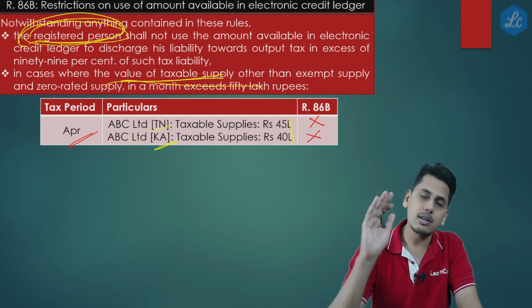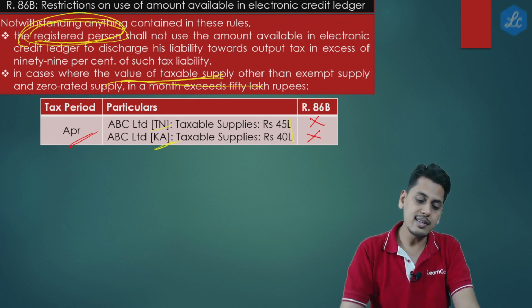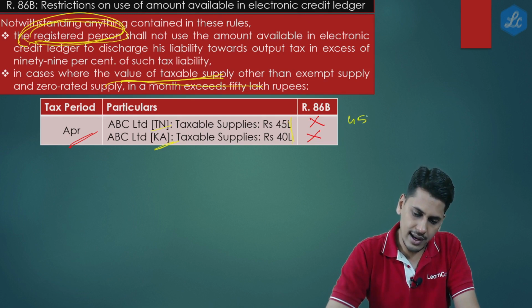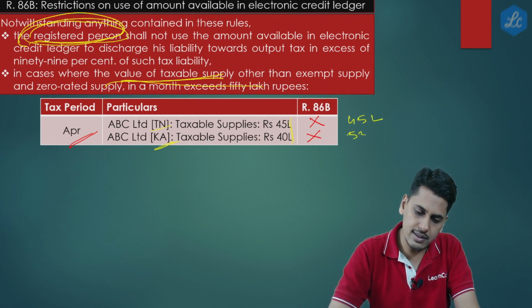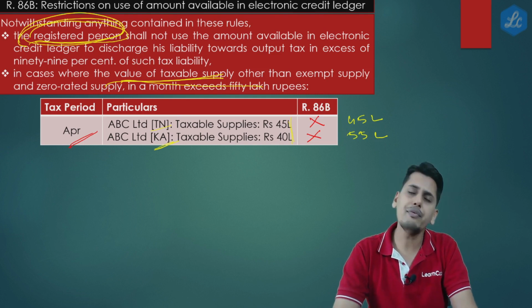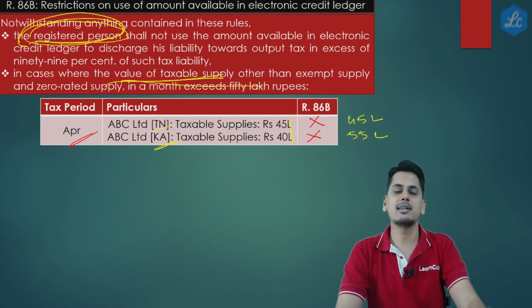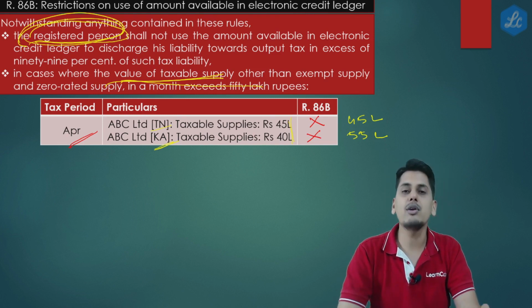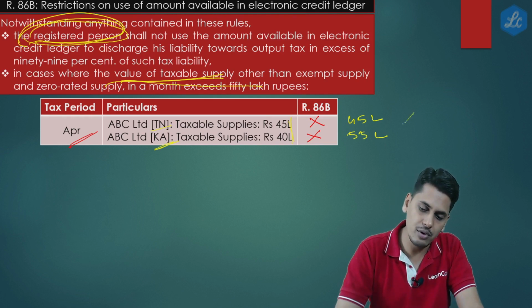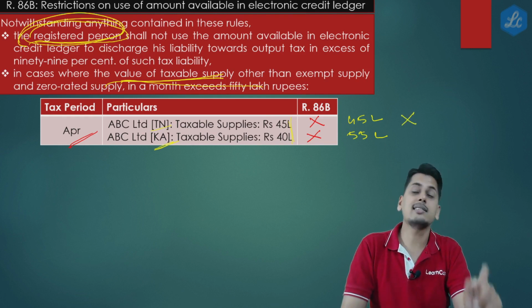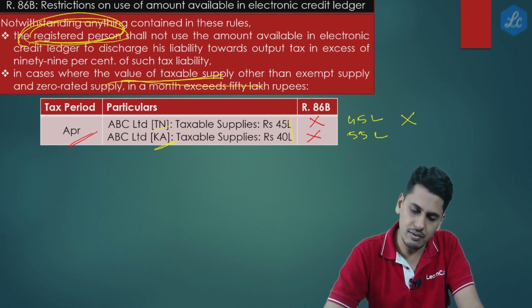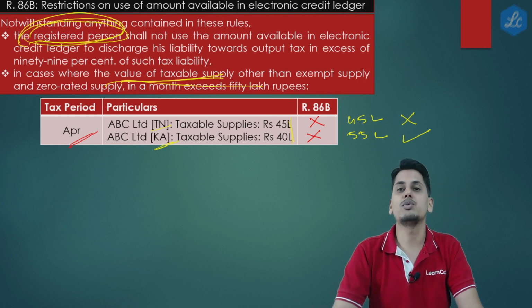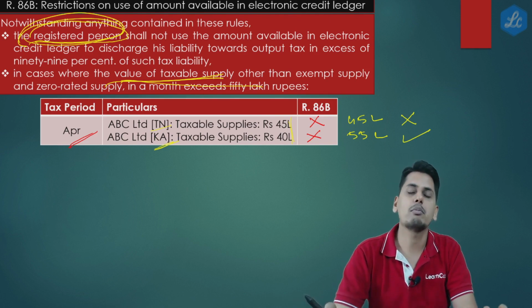Friends, let's just twist this example. Let's say in case of Tamil Nadu, the taxable supplies were 45 lakhs and in Karnataka the taxable supply was 55 lakhs. Now friends, whether 86B is applicable, please understand 86B needs to be checked GSTIN wise. As regards Tamil Nadu's GSTIN, it is 45 lakhs, so 86B not applicable. As regards Karnataka's GSTIN, it has exceeded 50 lakhs, so 86B is applicable. So friends, 86B needs to be checked GSTIN wise and not PAN wise.